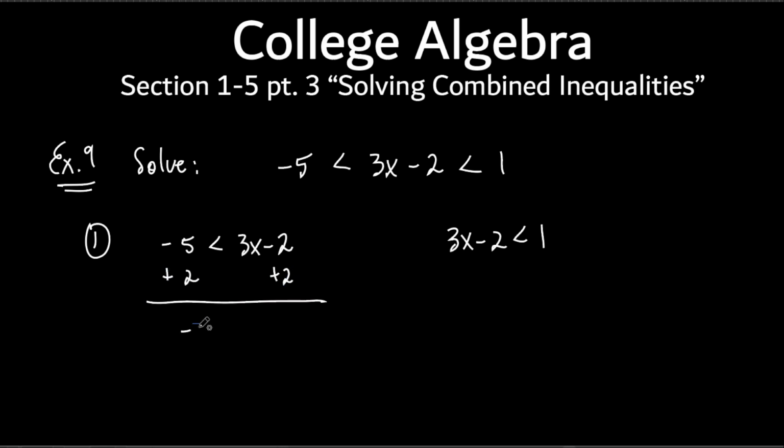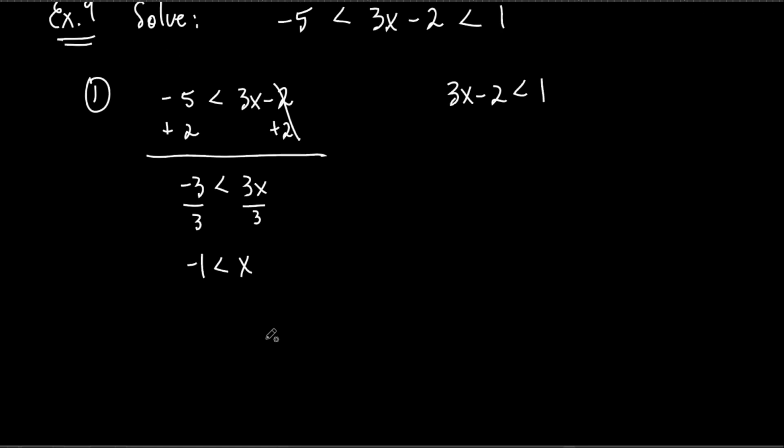All right, we got -3 is less than 3x. We added numbers so we don't have to change the inequality. That cancels out, this is 0, and then bring down the 3x. To get x by itself, we divide by 3. Again, we divided by a positive number, so I'm not changing that inequality. That gives me -1 is less than x. So we are going to stop right there and then do the other one.